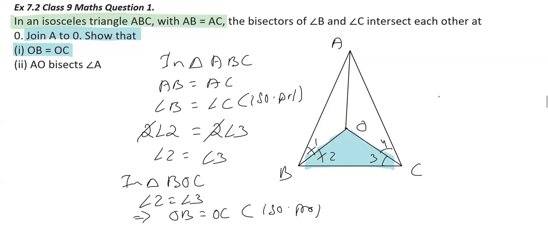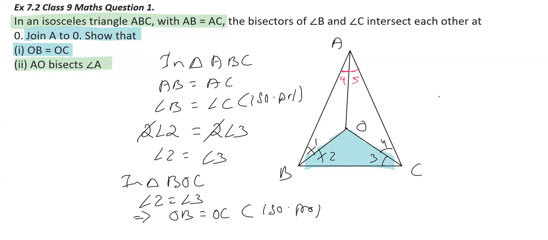Over here, what do we say? That sides opposite to equal angles, as this angle is equal to this angle. So the side opposite to this angle and the side opposite to this angle, that is OB and OC, should be equal. That is the first part. In the next part, they are asking to prove that AO bisects angle A. That means we need to prove this angle and this angle as equal. Let's say I name it as angle 4 and this being angle 5.